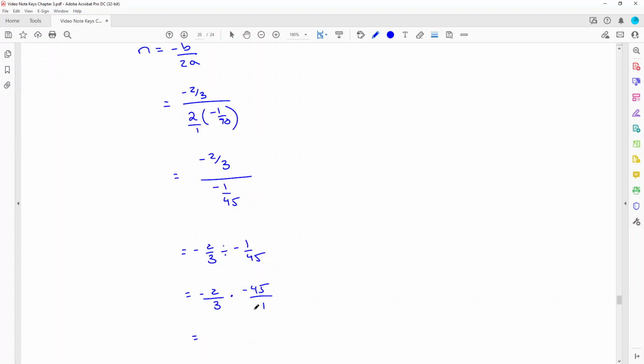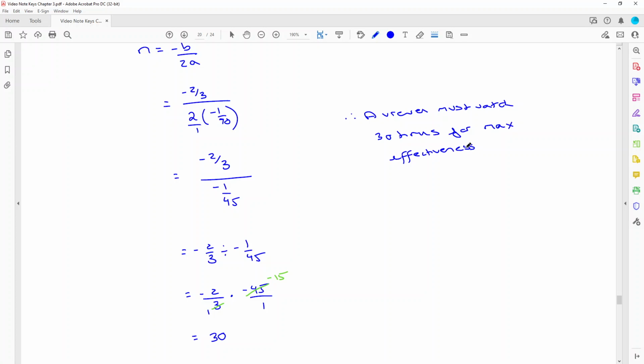And then I can multiply across, or I could simplify first, depending on what you're comfortable with. I'm going to simplify first. So 3 goes into itself once and into -45, -15 times. And then I'm going to multiply across. So -2 times -15 is +30, and then 1 times 1 is 1. So therefore, a viewer must watch 30 times for max effectiveness.